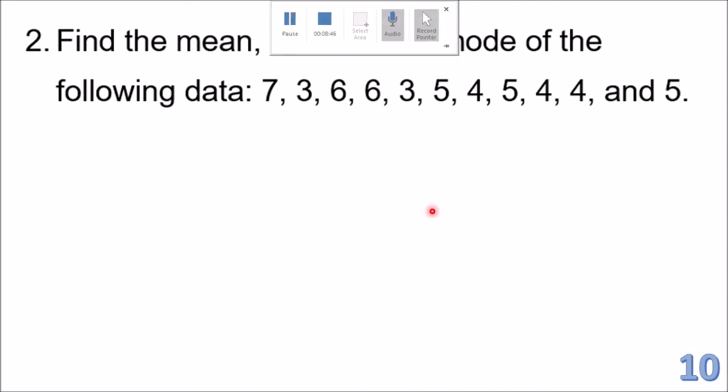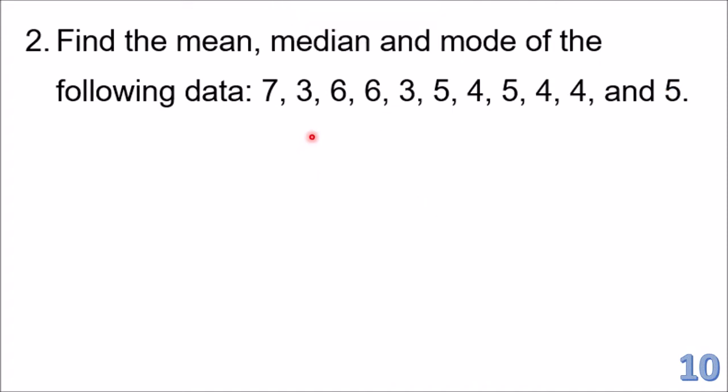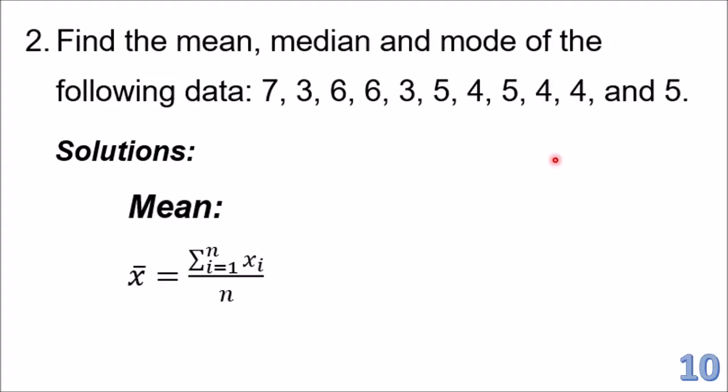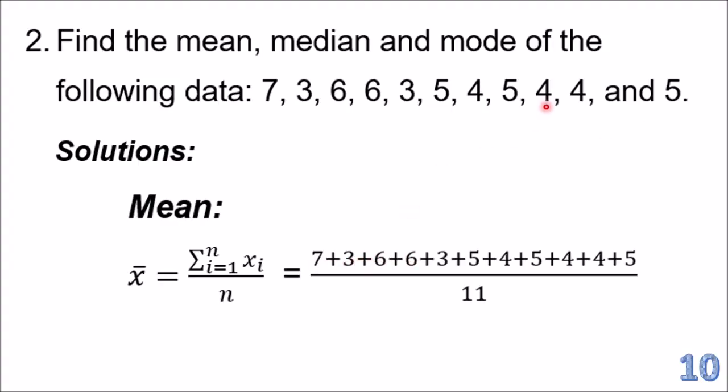Find the mean, median, and mode of the following data. So, hindi sinabi ko anong data to, basta ito na yun. Yung 7, 3, 6, 6, 3, 5, 4, 5, 4, 4, 5. So, sinimplihan ko na lang para madali nyo ma-identify. So, to solve for the mean, again, i-plus lang natin lahat ng data na yan. 7 plus 3 plus 6 up to 5. Then, divided by 11 dahil kung bibilangin natin to, there are 11 data or 11 number of observations.